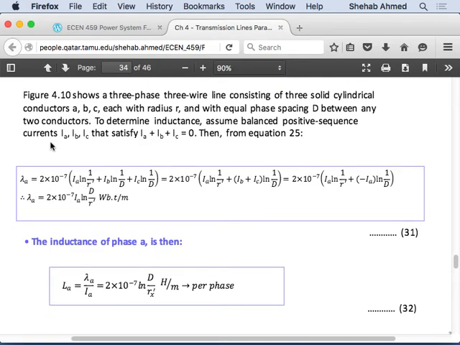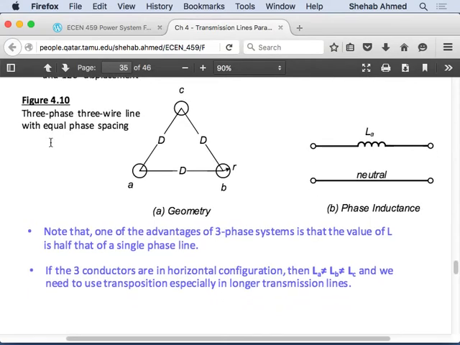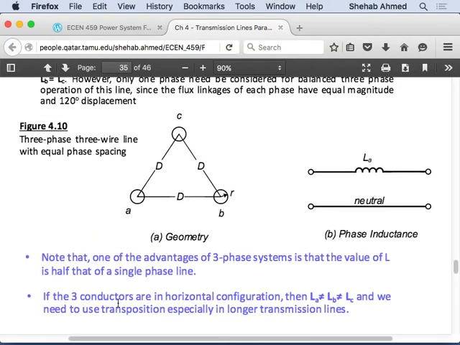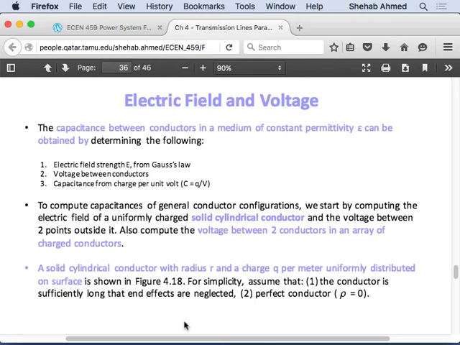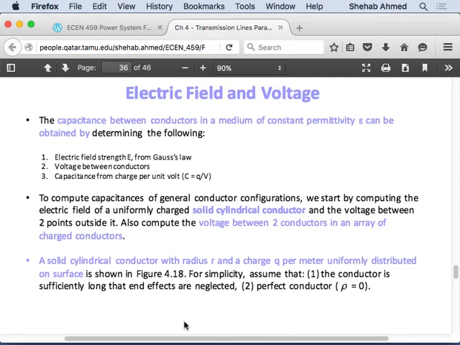As an engineer, so this is what they were talking about here. If the three conductors are in horizontal configuration, the inductances are not equal, and we need to use transposition in longer transmission lines. That's what happens. And the last slide talks about transposing because it applies for capacitors and capacitance and inductance as well.